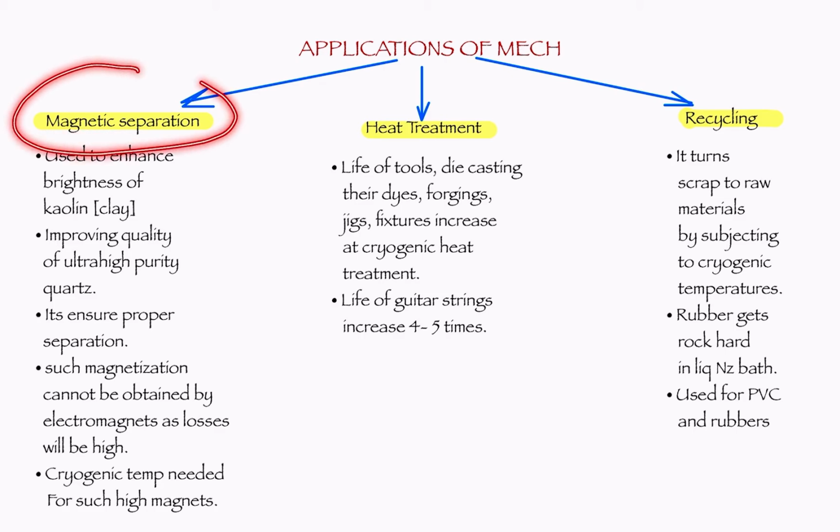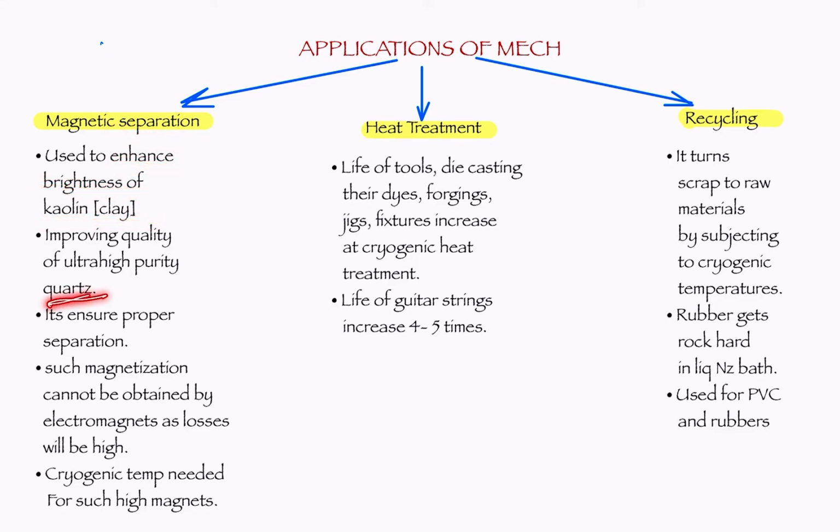We know that in various metals, various ores and various other things, there are various impurities. We need to remove those impurities. But how will we remove those impurities? We will use magnetic separation. But how? See, there is a clay called kaolin clay. The brightness of the kaolin clay is enhanced by magnetic separation.